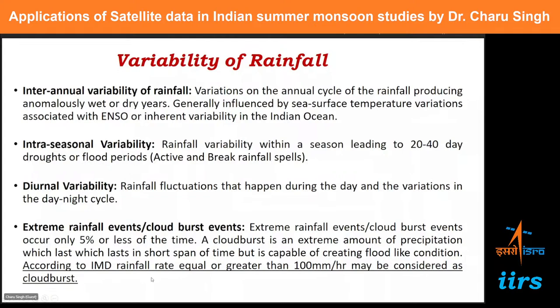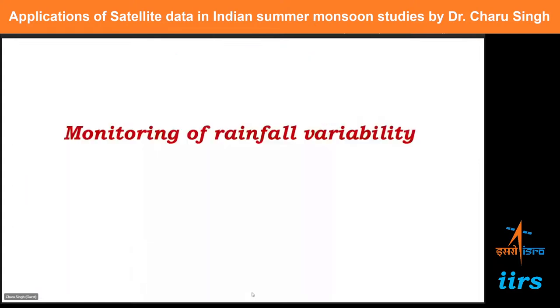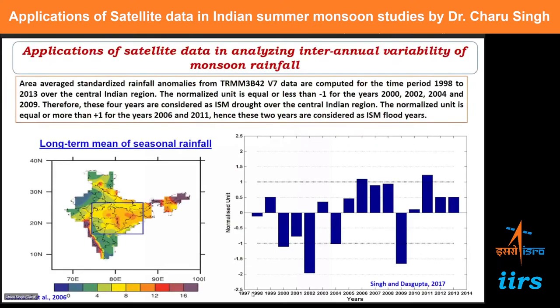As per the Indian Meteorological Department, a rainfall rate equal to or greater than 100 millimeter in an hour may be considered a cloudburst event. So in the coming slides, we'll see how these variabilities can be addressed using these satellite-based data sets. To start with, we will see the interannual variability.